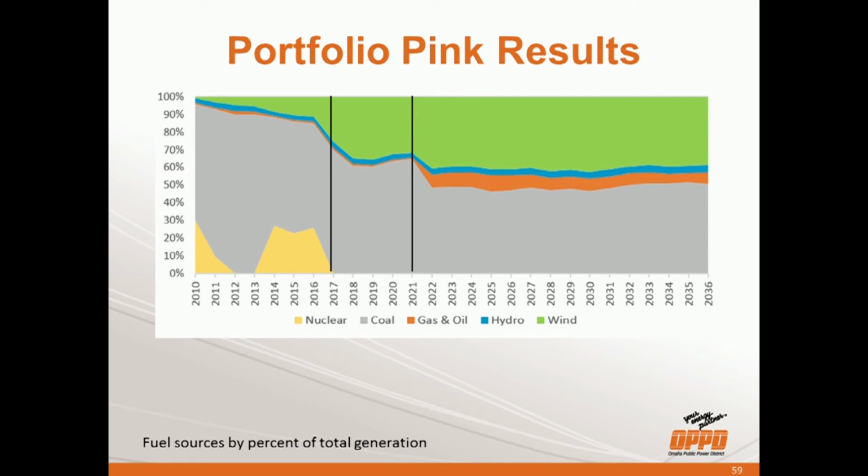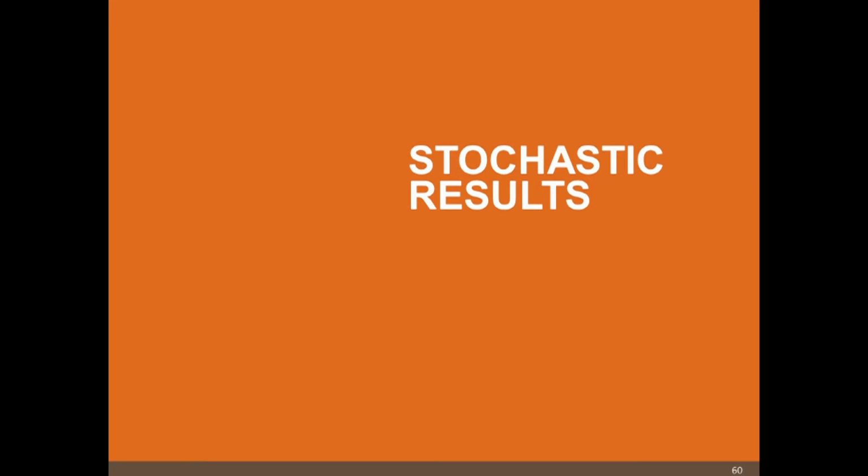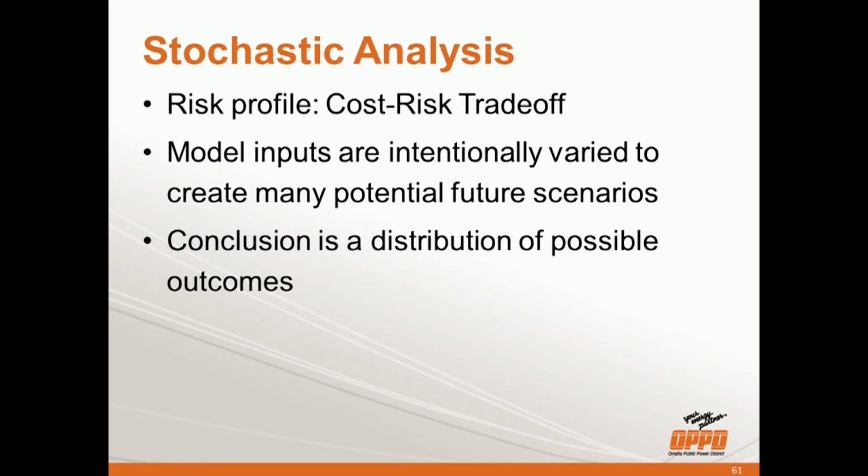So now that we've gotten through kind of a detailed look at each of the 4 portfolios, we'd like to show you the risk perspective of each of those portfolios. And the tool that we use to do that is a stochastics analysis. So what the stochastics analysis will do is tell us the cost-risk trade-off that a lot of us are used to. And what happens is the model inputs that we talked about, be it fuel prices, load, technology cost, we take those and we intentionally make them volatile, and we make them move, and we want to understand what consequence that has. And the conclusion of the stochastic analysis is a distribution of potential outcomes.